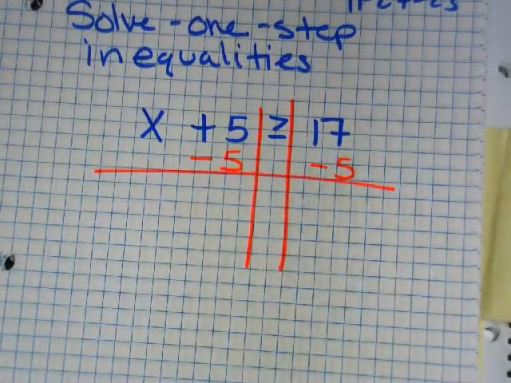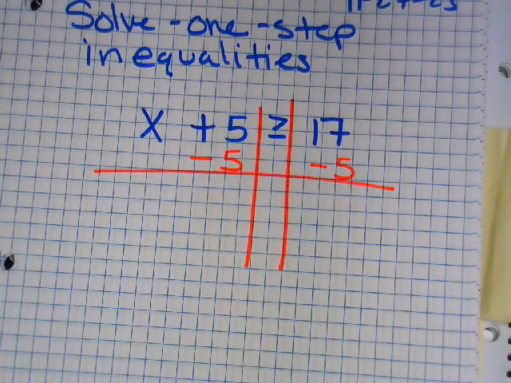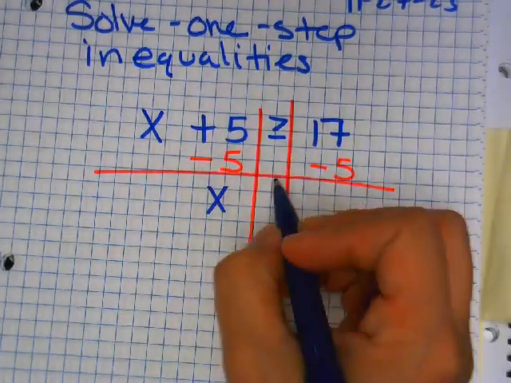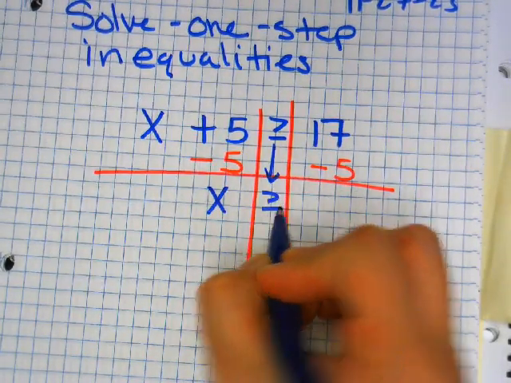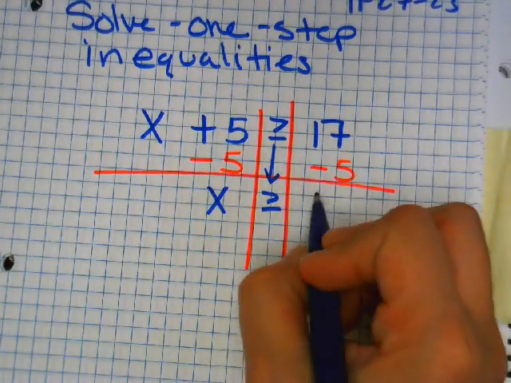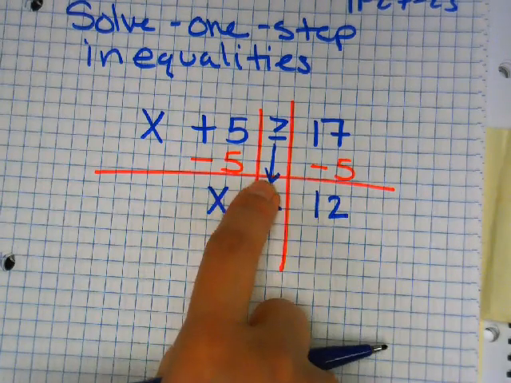All right, so what is 5 minus 5? 0, and that's what we want. We want 0. So we just have x left over. We bring down the inequality, greater than or equal to, and you do this math. What's 17 minus 5? 12. So x is any number that is greater than or equal to 12.